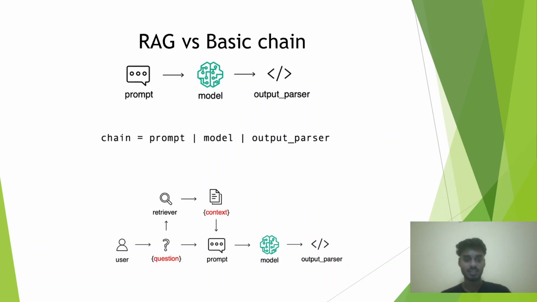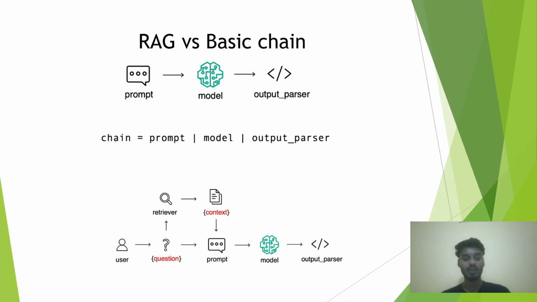So this slide is about RAG versus a basic chain. The basic chain is the first image. There's a prompt, which could be our query, which I'll pass to a model. And this model will process the query and then give us an output.